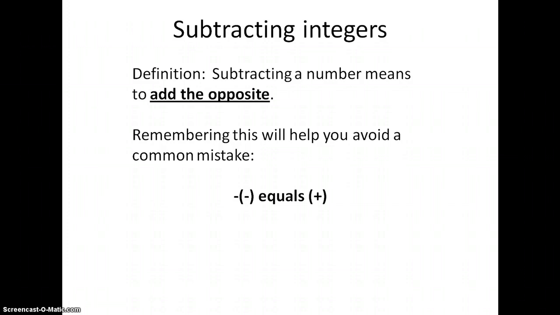Remembering this particular situation will help you avoid a very common mistake. When you are subtracting a negative number, the 2 subtraction signs, the double negatives, just like in English, cancel each other out, and it's just like adding a positive. So you're going to add the opposite, which means change the subtraction sign to an addition sign, and the opposite of a negative is a positive, so these two would both be positive, and it would equal a positive.